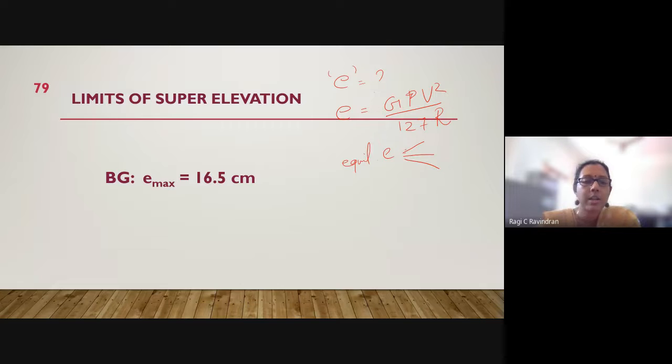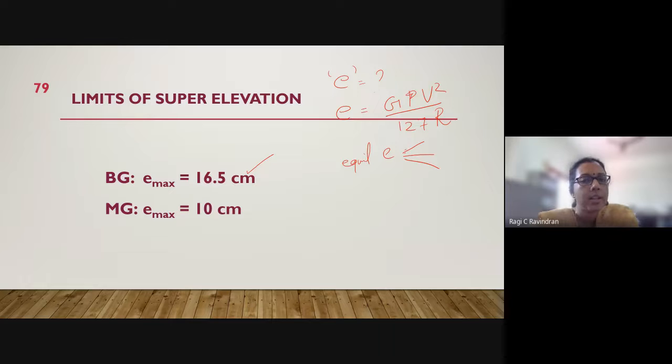In no case should the super elevation go beyond these values. So these are the standard values. Whenever you are solving problems, you need to cross check what you got with these standard values. If the value you got goes beyond this, then you need to limit your super elevation. For broad gauge, the E maximum is 16.5 centimeters. Just listen here, everyone: the limits are given in centimeters.